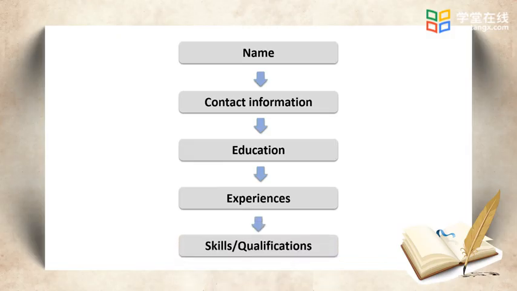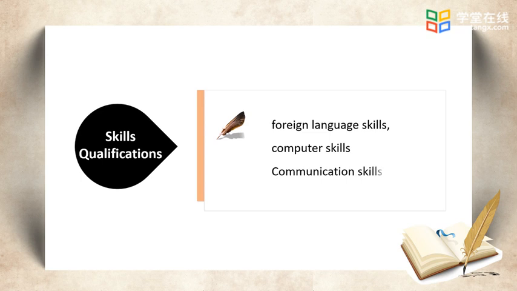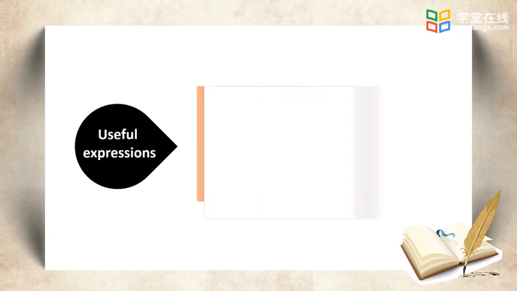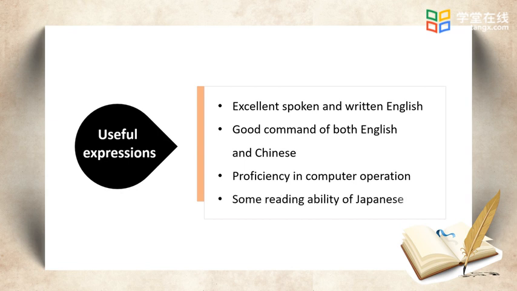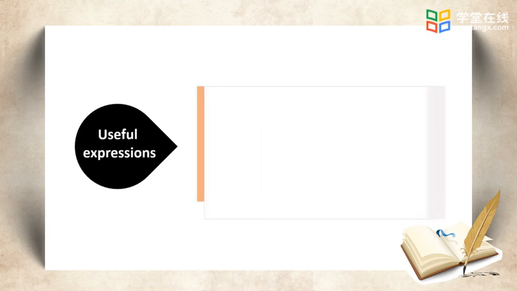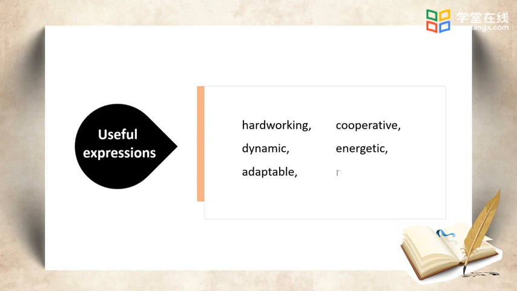Next, you should list your skills and qualifications in your resume. They include foreign language skills, computer skills, and communication skills. Here are some examples. Excellent spoken and written English. Good command of both English and Chinese. Proficiency in computer operation. Some reading ability of Japanese. You may change the underlined words into your own skills. Besides, your personality may be listed here too. For example, hardworking, dynamic, adaptable, cooperative, energetic, motivated.